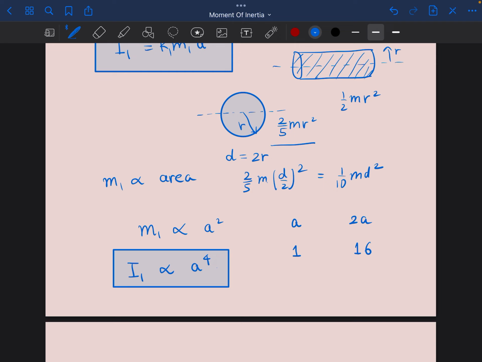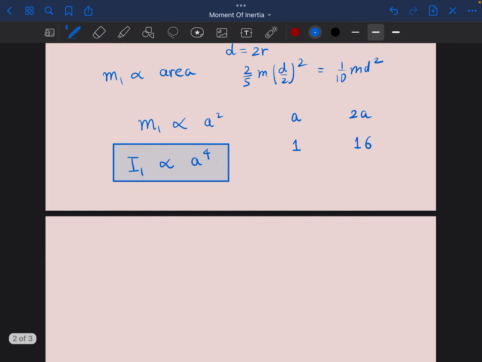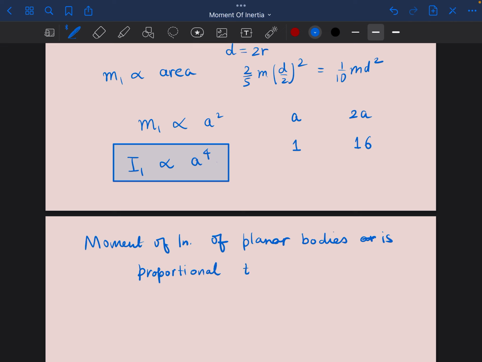So this is what we have observed in this video. We can generalize or summarize this result: the moment of inertia of planar bodies is proportional to the fourth power of some length of the body.